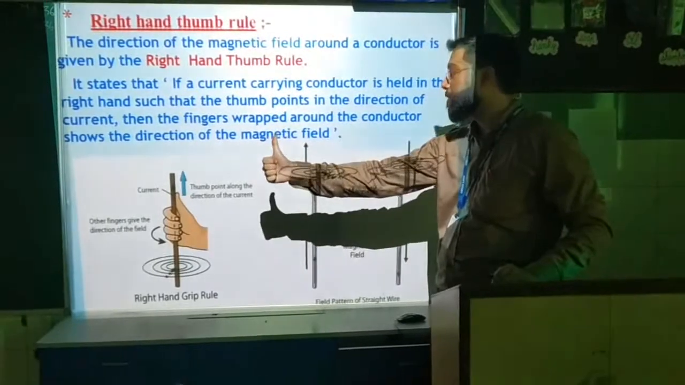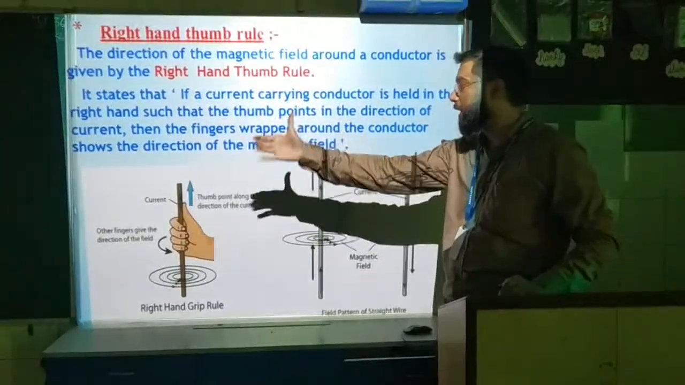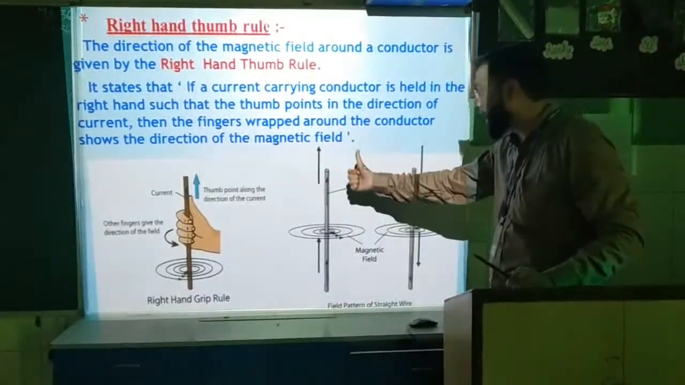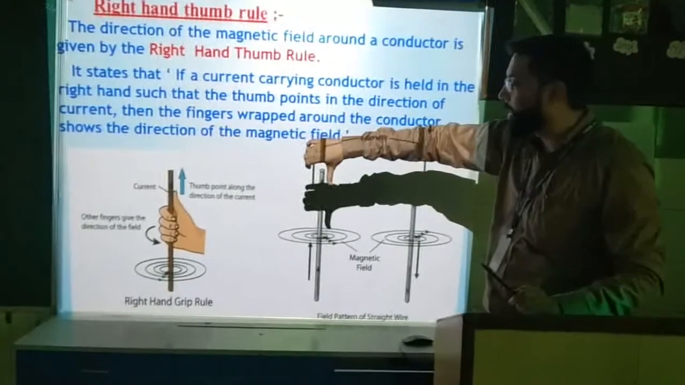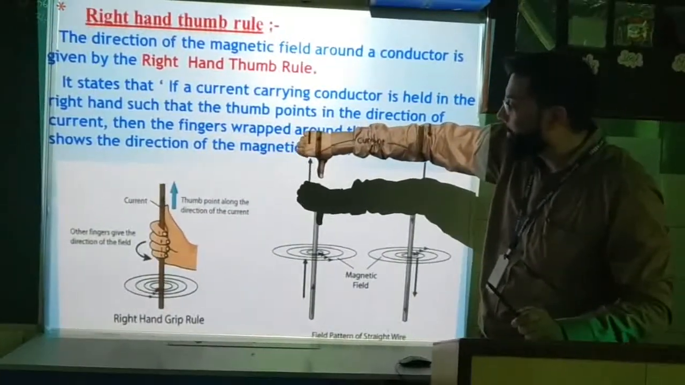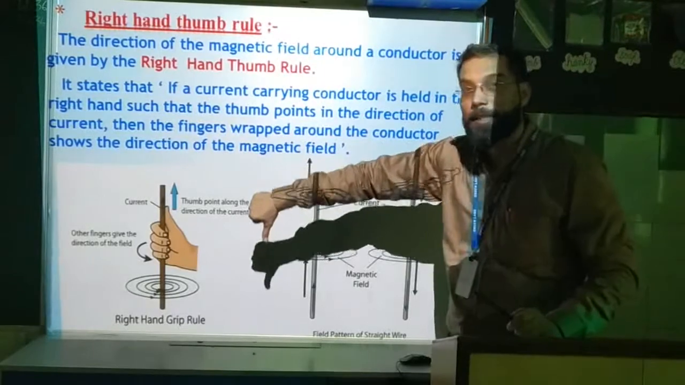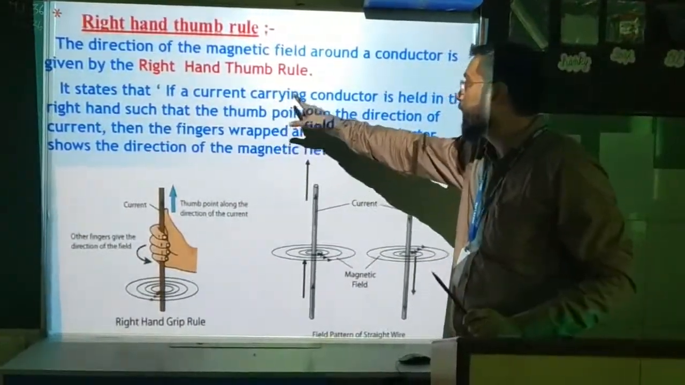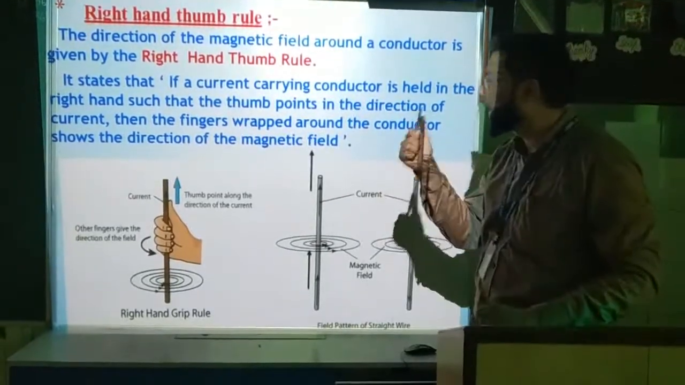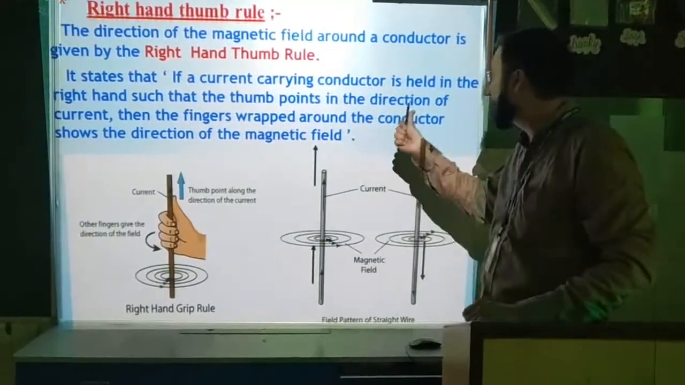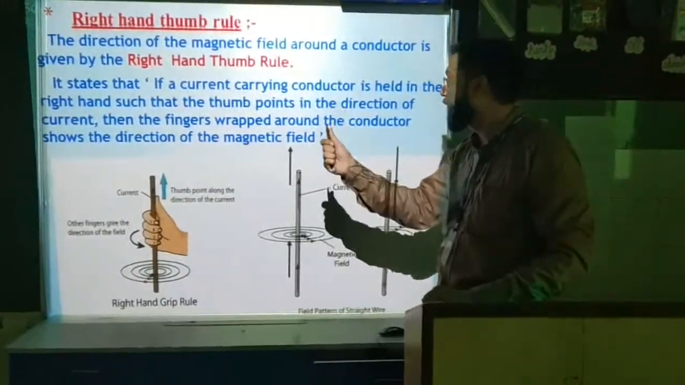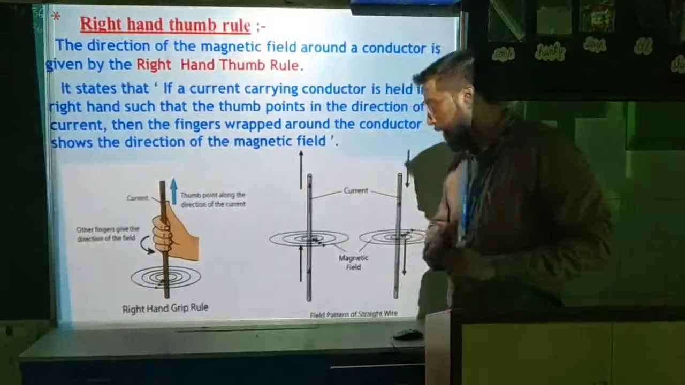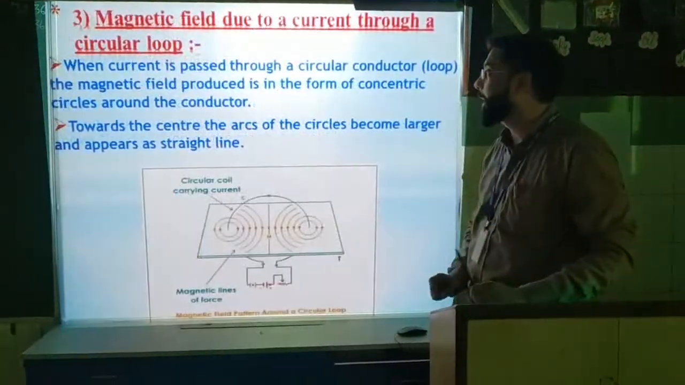It means if the current is in the upward direction, then the direction of the magnetic field is anti-clockwise. And in the second case, if the direction of the current is downward, then the direction of the magnetic field will be clockwise. This is known as the right hand thumb rule. This rule states that if a current carrying conductor is held in the right hand such that the thumb points in the direction of current, then the fingers wrapped around the conductor show the direction of the magnetic field.